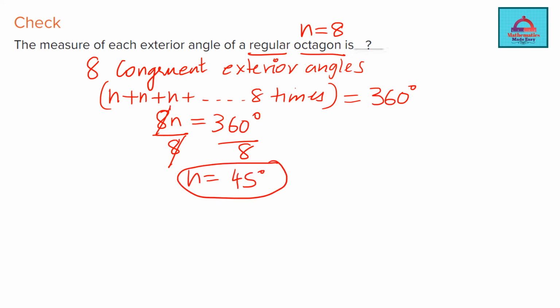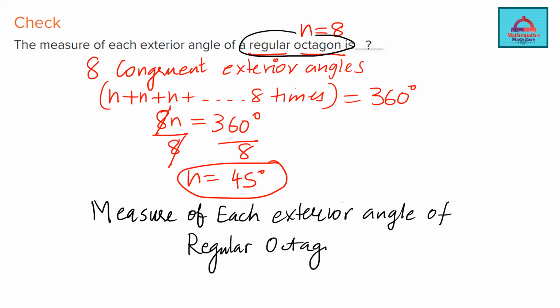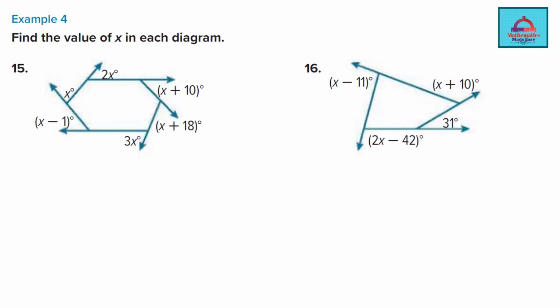So what is the measure of each exterior angle of a regular octagon? The name octagon suggests it has 8 sides. It is 45 degrees. That's how you solve for exterior angle.